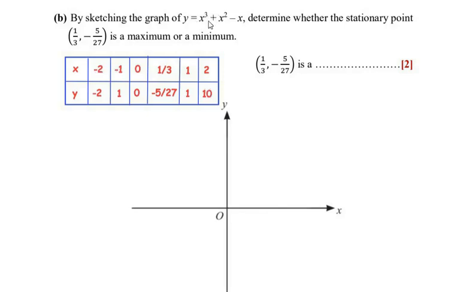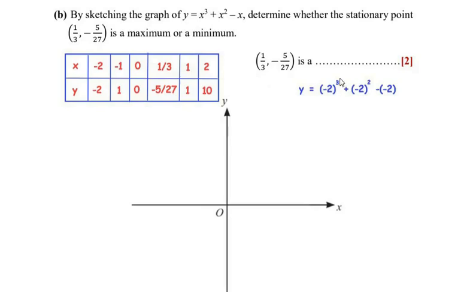So here in place of x we are going to plug in -2. So y is equal to (-2) cube plus (-2) square minus of (-2). Now here (-2) cube is -8, plus (-2) square is +4, and minus of minus is +2. So here -8 plus 4 gives us -4, and -4 plus 2 gives us -2. So here we have written y is equal to -2.